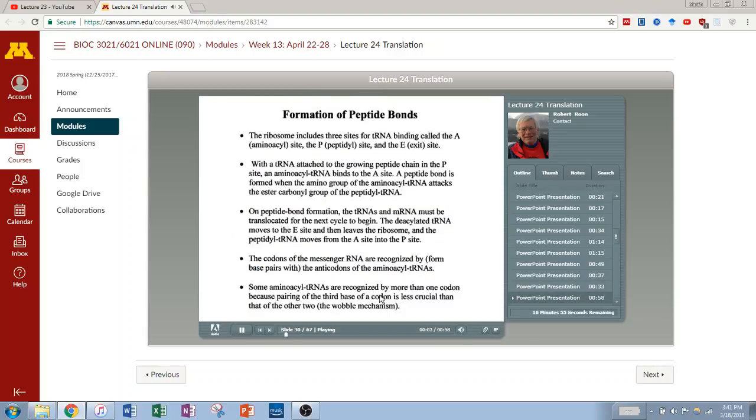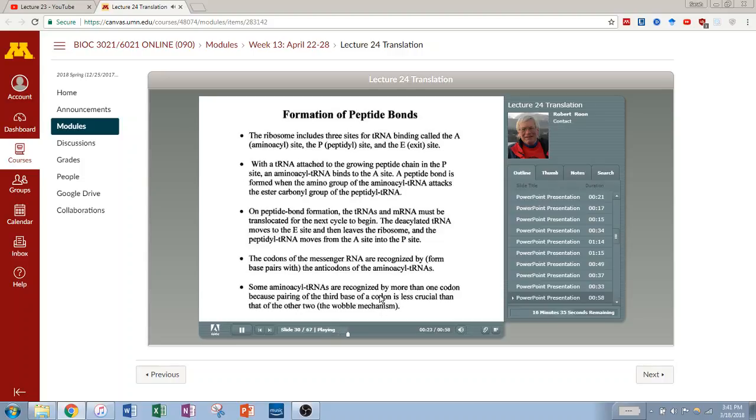Elongation involves the formation of peptide bonds. The ribosome has 3 sites for tRNA binding called the A aminoacyl site, the P peptidyl site, and the E exit site. With a tRNA attached to the growing peptide chain in the P site, an aminoacyl tRNA binds to the A site.